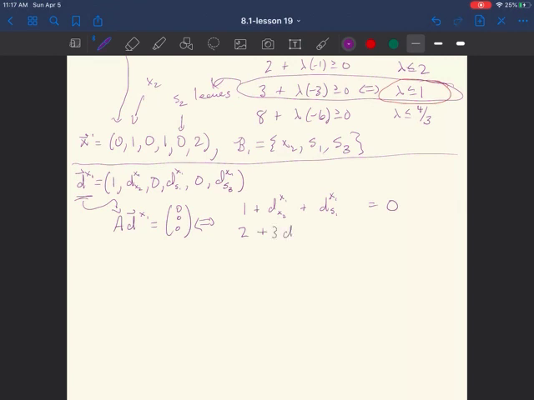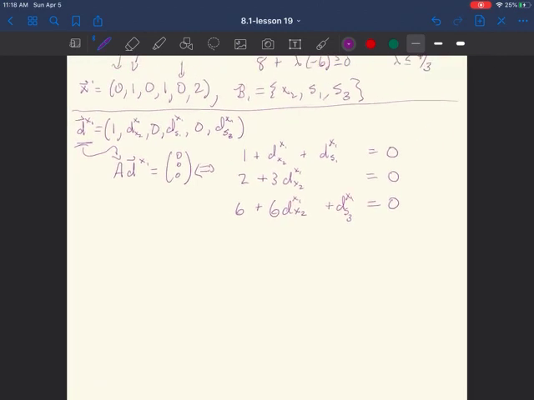To be a little careful here. Plus 3 dx1, x2 equals 0. And then you have 6 plus 6 dx1, x2 plus dx1, s3 equals 0.